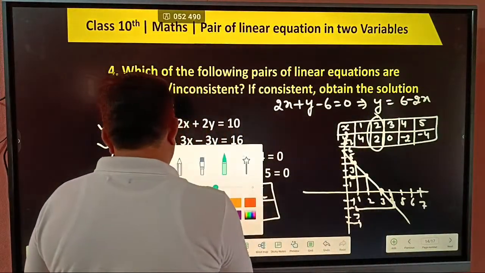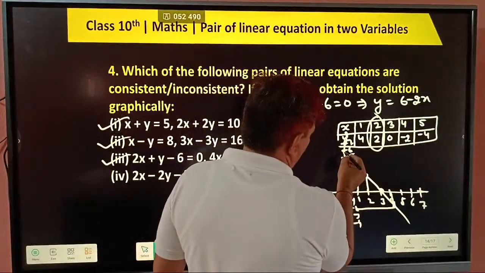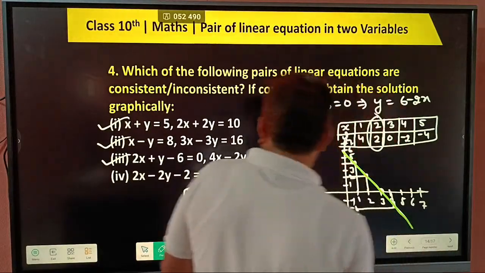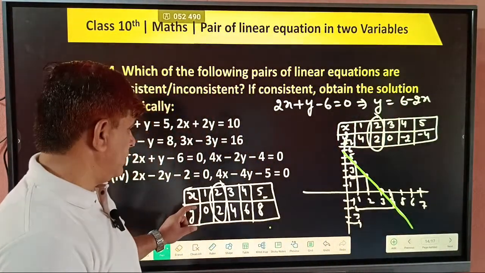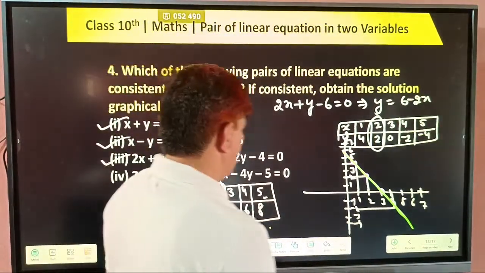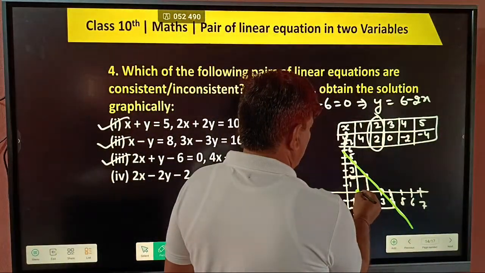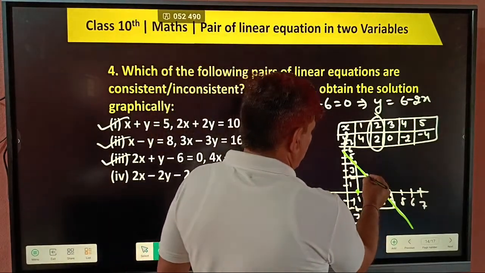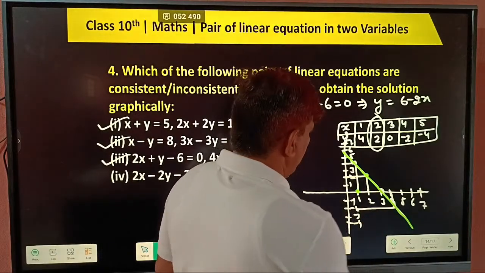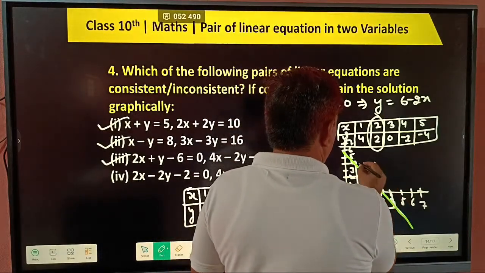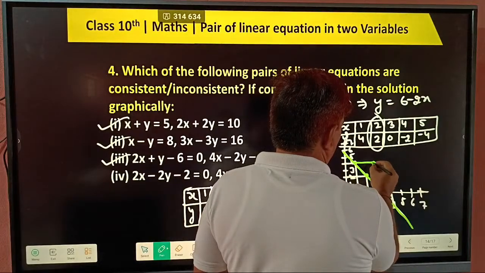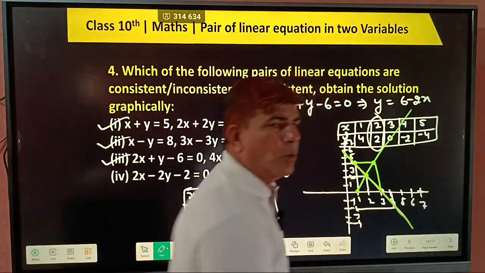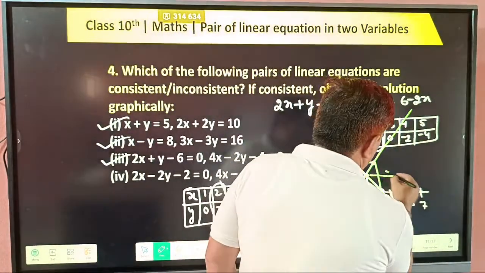Or what you can do? You can take, so the graph is coming like this. One straight line. Another, this, take 1, 0. X is 1, y 0. It means this point. X 2, y 2. It means this point. X 3, y 4. So this point. So the graph is coming like this. Both intersecting at this point. So this is the solution.